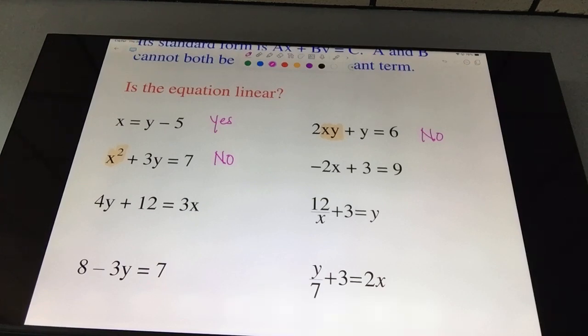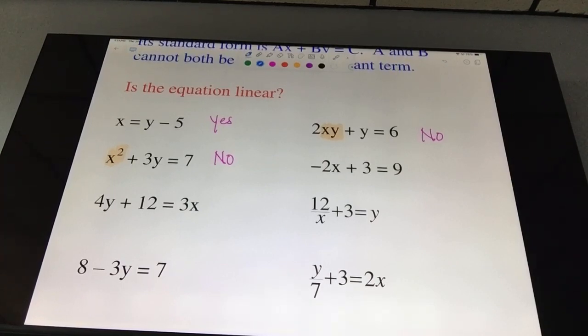Wait, what does this have to do with plotting lines on a graph? I just want you to recognize what a linear equation is, which is a line, because we're going to go into graphing lines. Not today, but that's what this whole unit is about, which is going to involve graphing points. So we're going from points into lines.